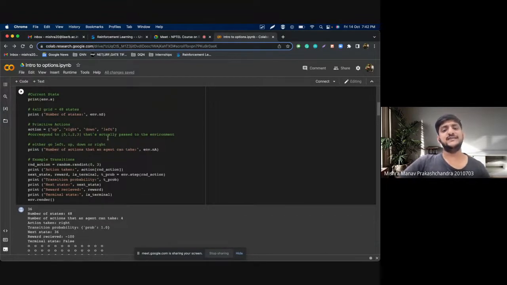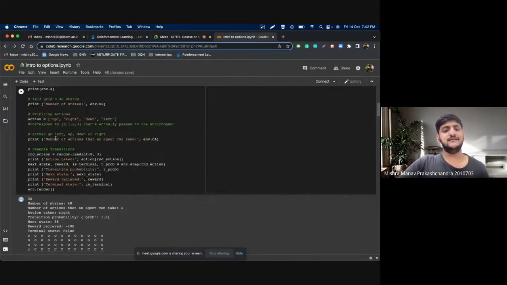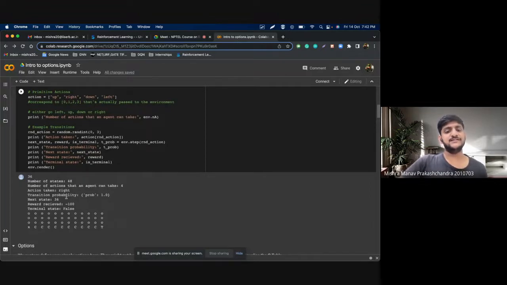They correspond to 0, 1, 2, 3, which is what's passed to the environment. The number of actions that an agent can take is 4, which is env.nA. Then some example transition. Here I'm choosing a random number between 0 and 3, so this is a random action. Then I print the action that I have taken. If I do env.step on that random action, I get the next state, the reward, whether it's terminal, and the probability of taking that action. This is what it prints.